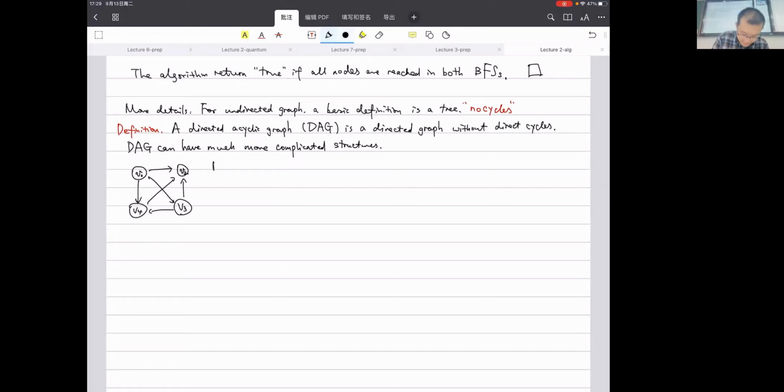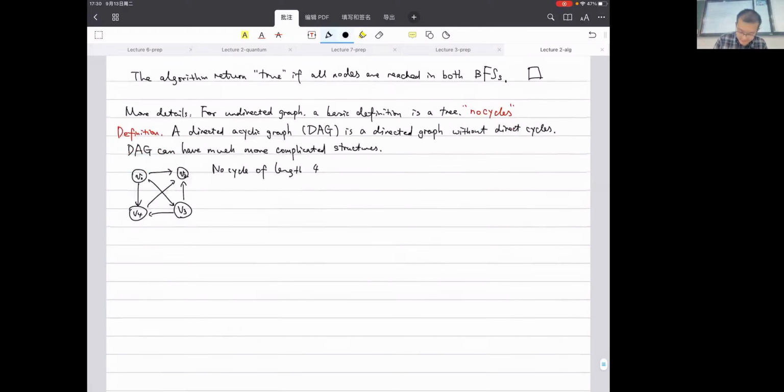So this graph has no cycle of length 4. This can be easily observed because we cannot enter V1. If there is a cycle that visits all of V1, V2, V3, V4, at which point there is no edge that can go into V1, and actually we have V1 to V2, V1 to V3, and also V1 to V4. So just from this, we cannot have any cycle of length 4.